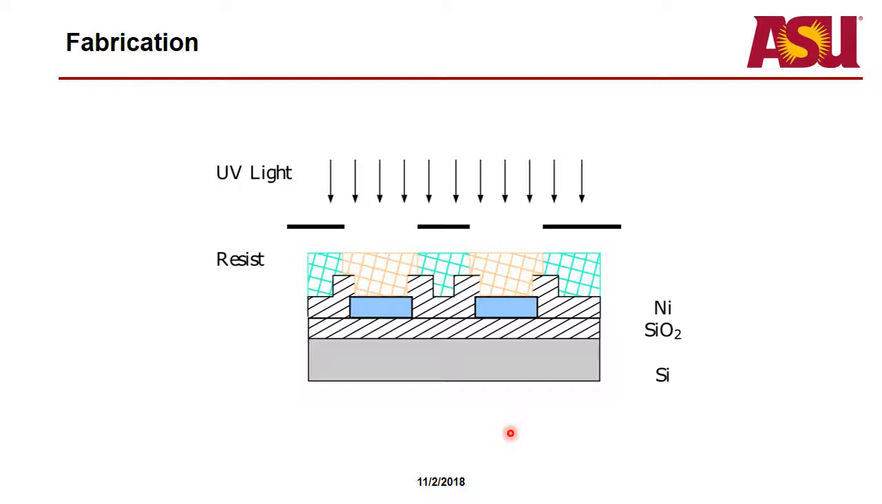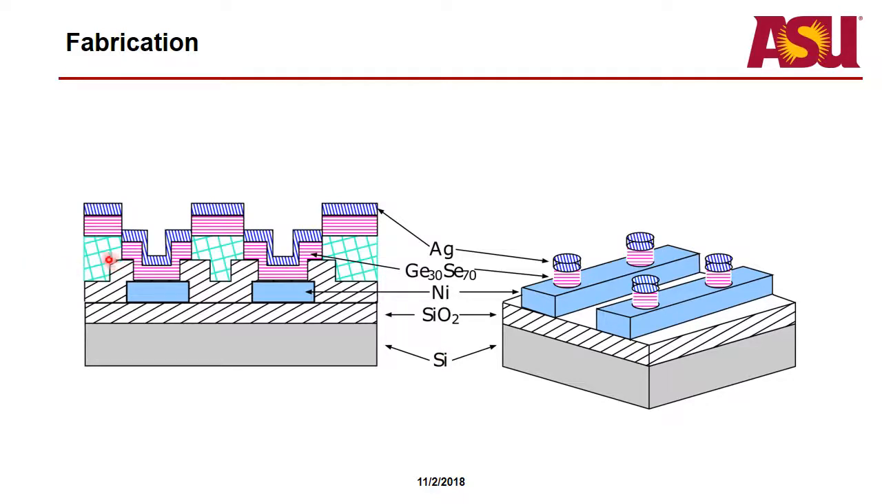And so to pattern the electrolyte layer, we do a lift-off mask. And so in that case, we develop it such that there is residual resist, essentially where we do not want the chalcogenide to be. And then we do thermal evaporation of the germanium selenide and silver.